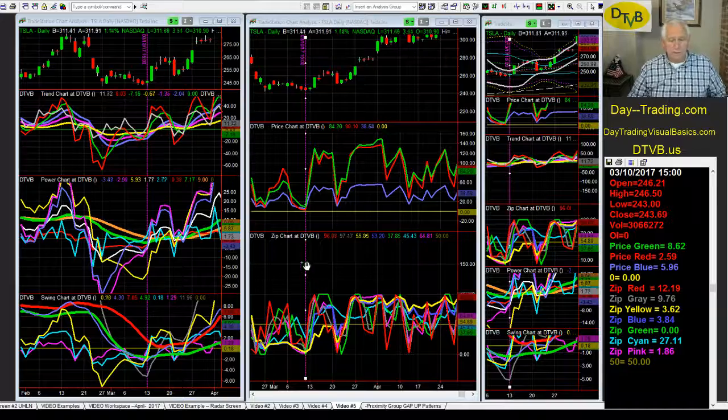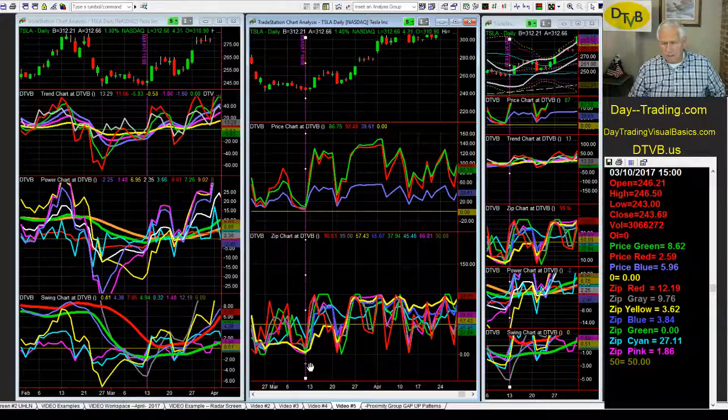And so from this indication, I might add also that Zip Pink and Zip Yellow are right down here near green. Green's at 0, yellow's at 3, and pink is at 1. And you can see that over here in the data window that I've got. I like to include this whenever I can, so you can follow along with price numbers as I'm talking.